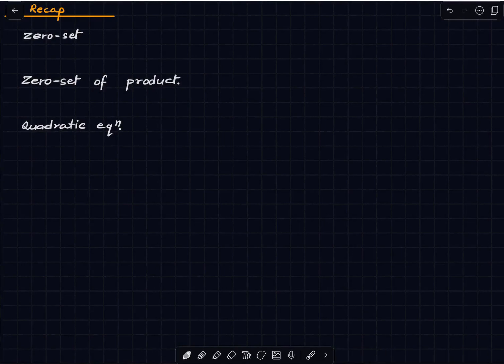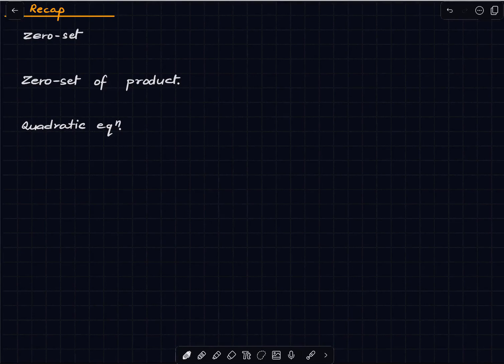In this lecture, we'll look at the equation of a pair of straight lines passing through the origin and how to decide if a given equation is indeed that of a pair of straight lines passing through the origin. So let's recall some things that we need to know.